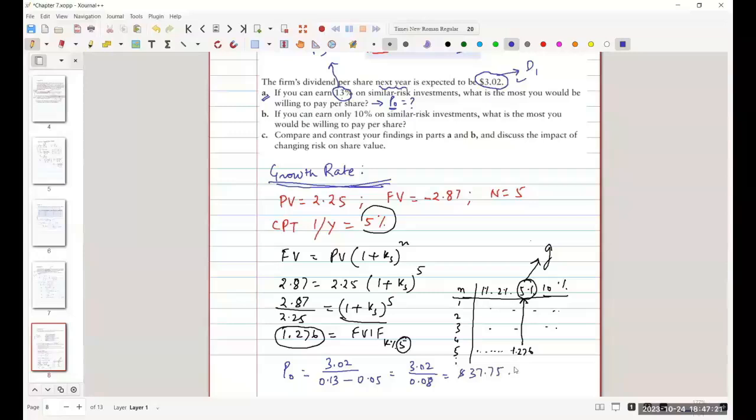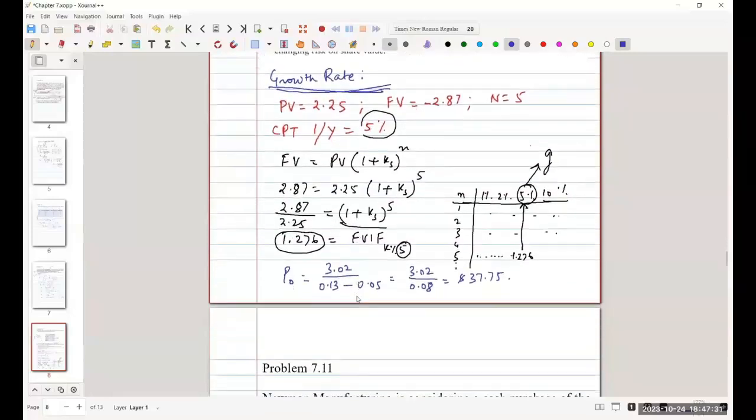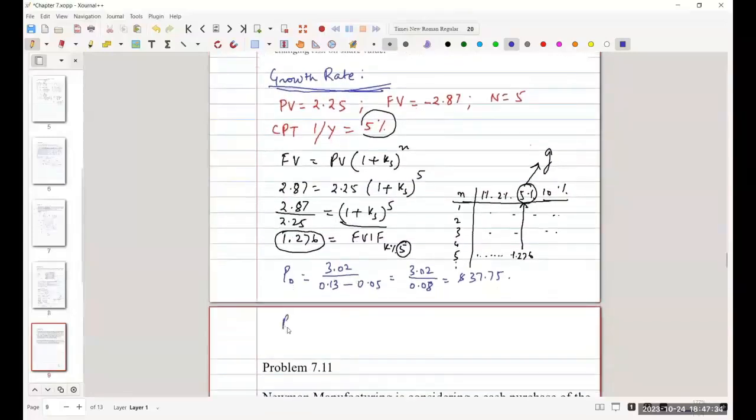Part B is again similar. If you can earn only 10% on similar risk investments, what is the most you will be willing to pay? So you will just make a change. Instead of 13, you will write 10, and that will be it. So P0 would be this then. This, if you run through the calculator, will give you this. So this is as simple as that.